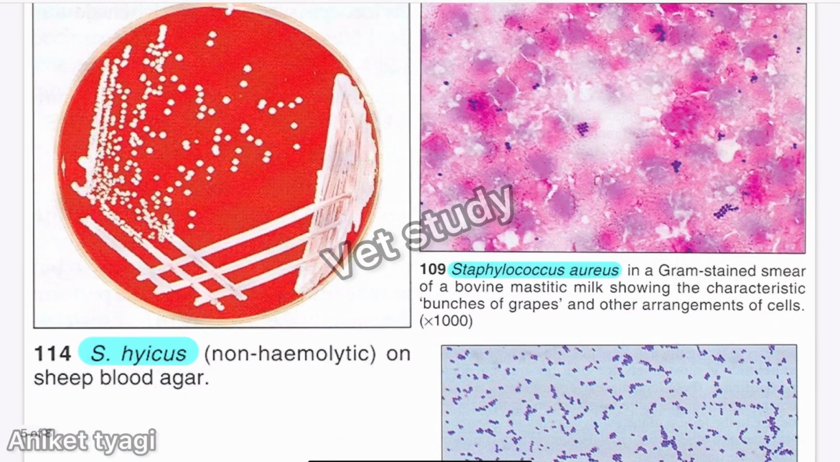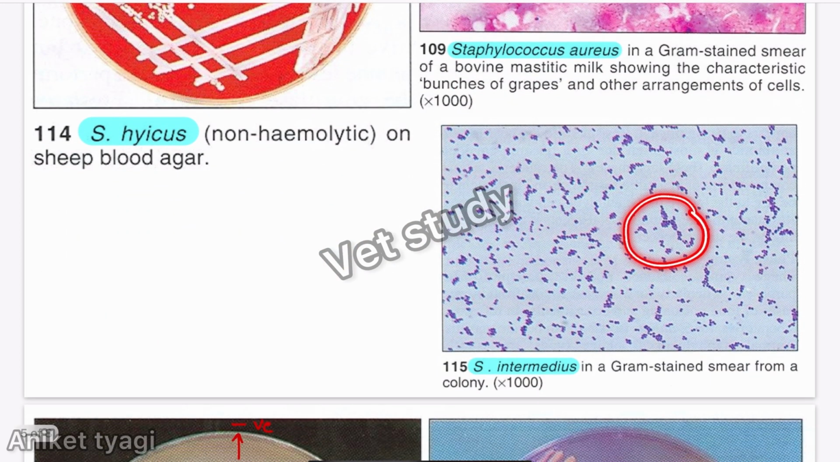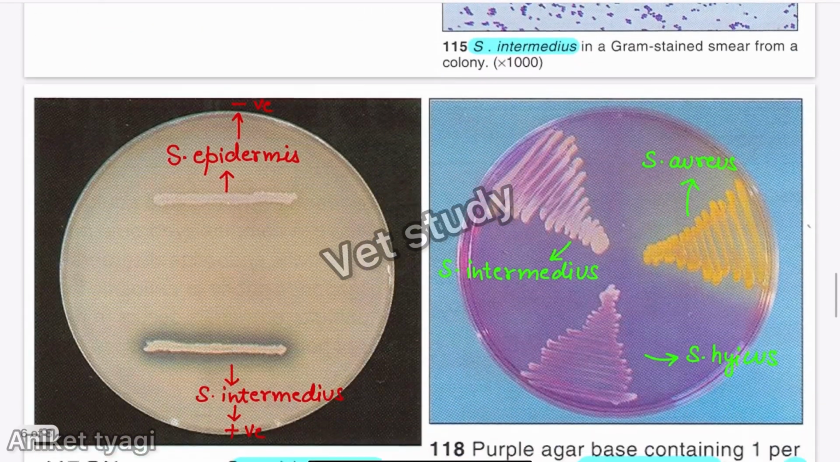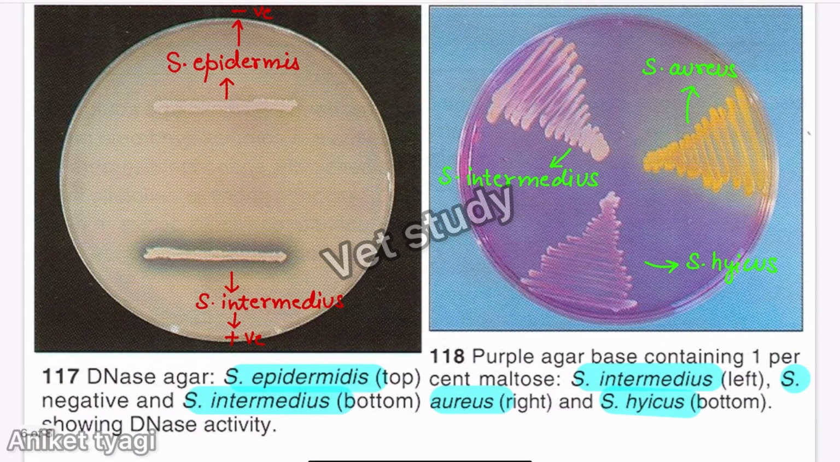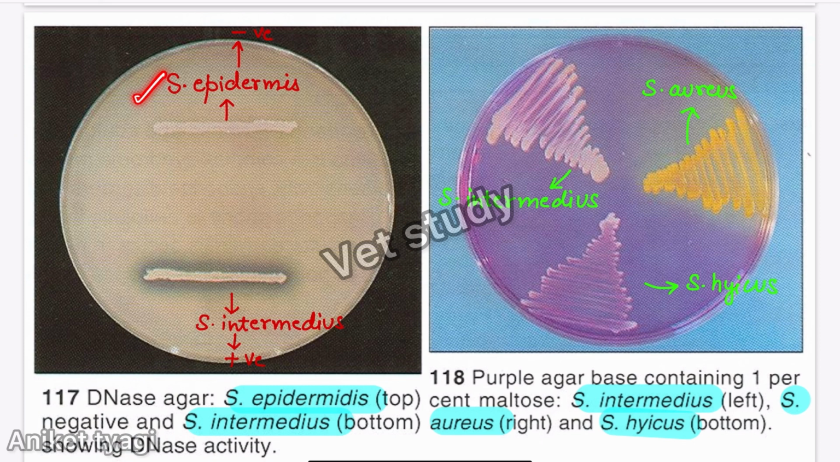After this we have a Staphylococcus aureus gram stain smear. You can see that these are Staphylococcus aureus in gram staining. Staphylococcus intermedius looks like this in gram staining. And after this we have DNase agar, Staphylococcus epidermidis and Staphylococcus intermedius. This one is Staphylococcus intermedius and this one is Staphylococcus epidermidis. Staphylococcus epidermidis produces a negative test in this case, meaning they do not have DNase activity, they do not produce the DNase enzyme, right? But Staphylococcus intermedius does produce it, and has a positive result on this.